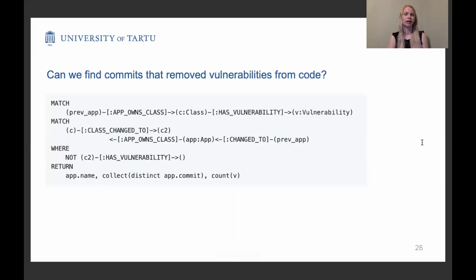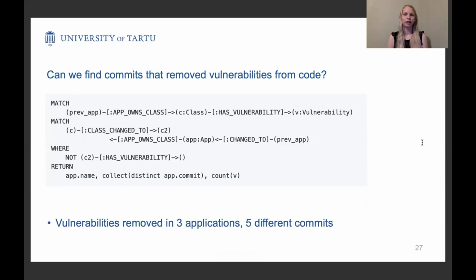And as a third question, we ask if we can find commits that removed vulnerabilities from code. Vulnerabilities were added into the database by the Insider external analyzer, and we can find first all the vulnerabilities, and then we find classes that the vulnerable class was changed into that didn't have any more vulnerabilities. And we found that vulnerabilities were removed in 3 applications and in 5 different commits.